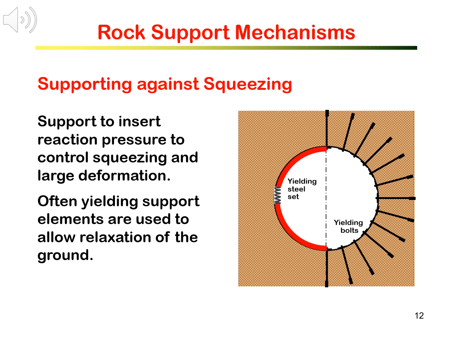For underground excavation suffering from squeezing and large deformation, we will need to apply support to bear such large displacements. This is done by inserting support elements able to deform substantially and at the same time to provide reaction pressure to control squeezing and large deformation. A variety of yielding support elements have been developed and used in underground excavation and mining, including yielding steel sets and yielding bolts.